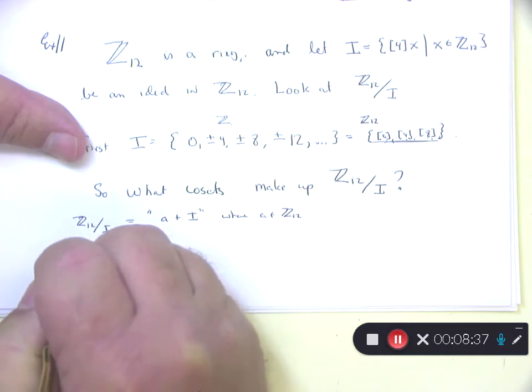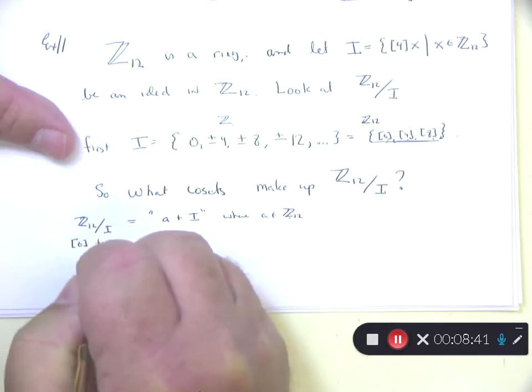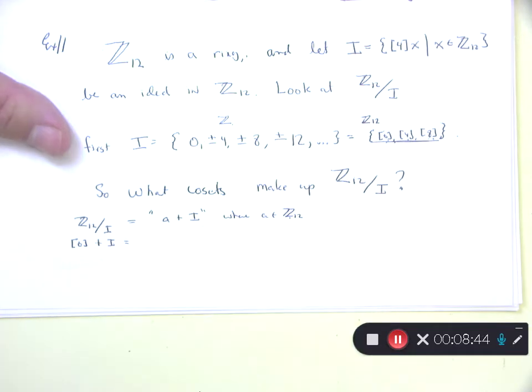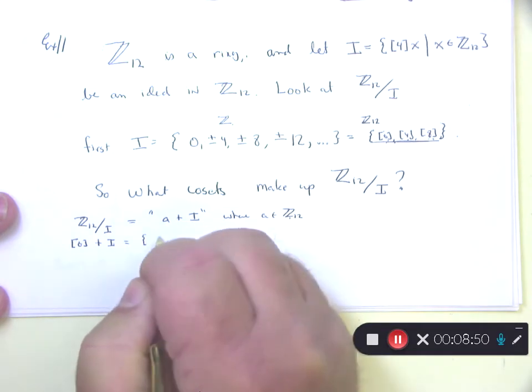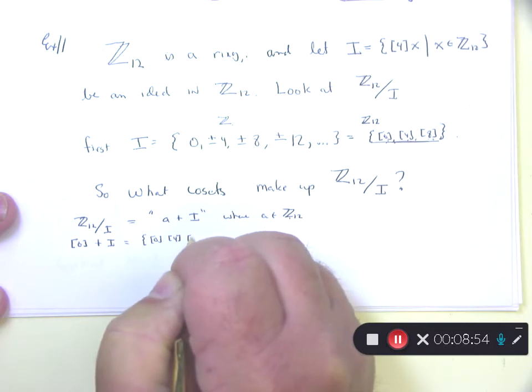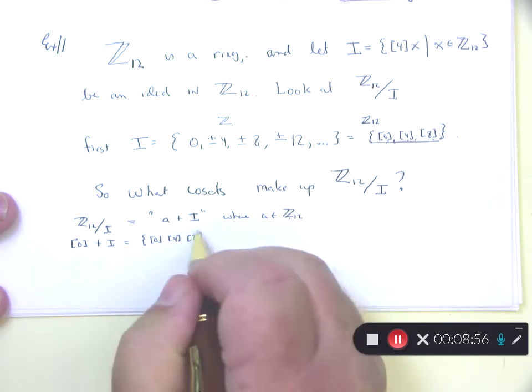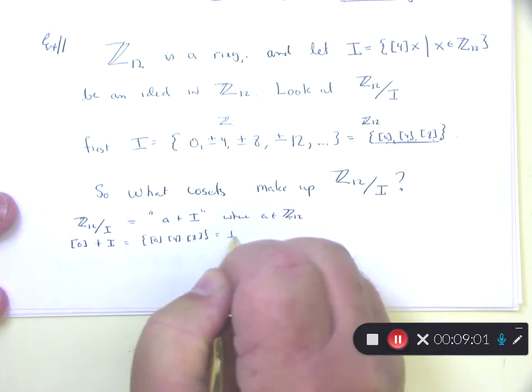So start out with the first element in Z12, which I would call 0, so you're going to call it 0 plus I. So 0 plus I would be pretty much all the elements of I, which would be 0, 4, 8. These are the multiples of 4. This is actually what 0 plus I is: I, so this is just I.